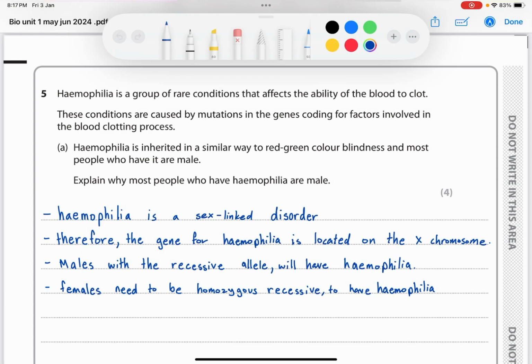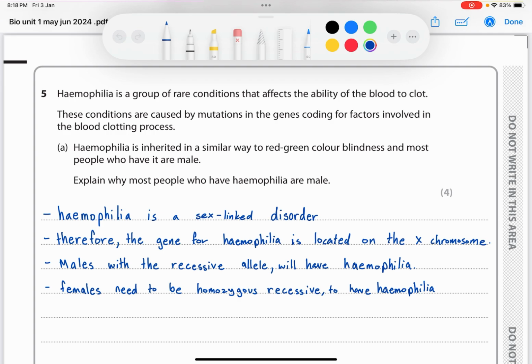Hi, welcome. This is the Biology Edexcel Unit 1 May June 2024 paper that I have solved, and I will be going through it and just explaining the questions and the answers I have written. This is part 2 of the exam, so it's questions 5 to 8.